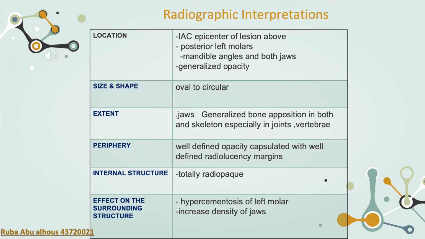opacity. Size and shape: oval to circular. Extent: generalized bone apposition in the skeleton, vertebrae, both jaws, especially in the joint. Periphery: well-defined capsulated opacity with well-defined radiolucent margins. Internal structure: totally radiopaque. Effect on the surrounding structures: hypercementosis of the left molar, increased intensity of the jaw.